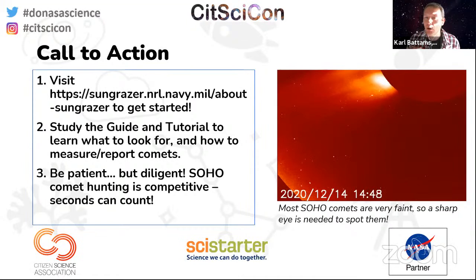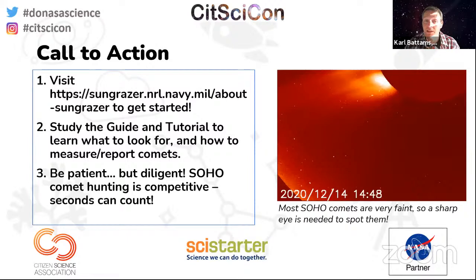So there's some initiative needed for the participants to decide how they want to approach the problem. You can download whatever format of the data you like. You can apply whatever image processing you like. You can use your favorite software tools. You can even write your own software in Python or C or whatever programming language you like. So there's a lot of different ways you can go about it. There's a lot of flexibility there. So in that regard, it's unique. But the other part of Sungrazer that's unique is it's actually competitive.